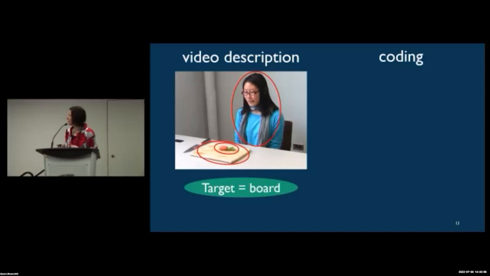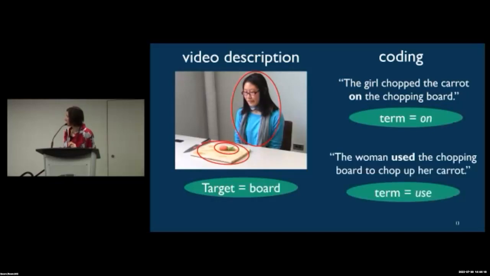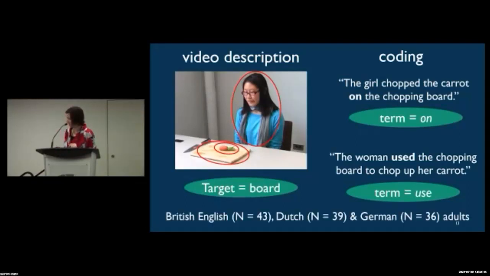And the way that we coded, so here is a sample description. The girl chopped the carrot on the chopping board. So we're looking at what is the lexical item that the target is a complement of. Here, the chopping board is a complement of on, so we coded this description as an on trial. So the term is on. By contrast, the woman used the chopping board to chop up her carrot. Here, the term is use. And we tested British English, Dutch, and German speaking adults.